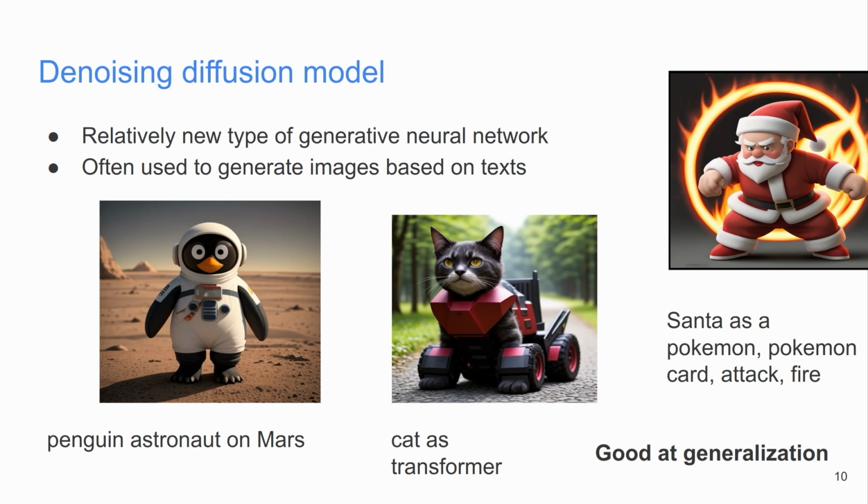So they learn what is the structure in an image, and then you can guide the generation of the image using text. Okay, so I'm pretty sure there is no astronaut penguin on Mars in the training data set, but it still managed to combine this information. Okay, and the math behind the denoising diffusion model is actually quite elegant, I think.